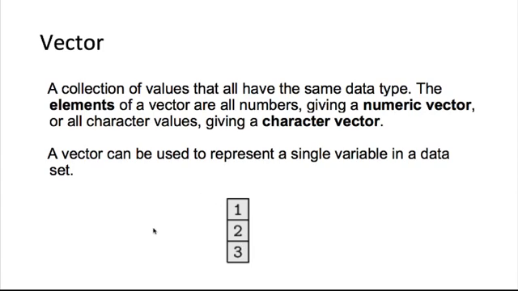We can also have things called logical vectors, and a logical vector will contain values that are either true or false, right? So that's what a vector is. It can store numbers, but it's only usually one dimension.